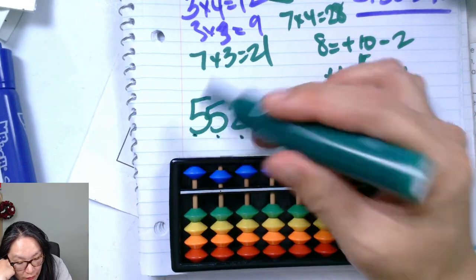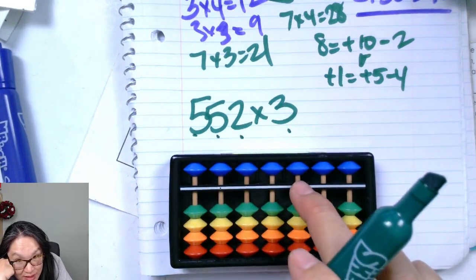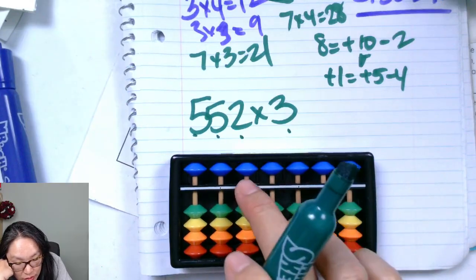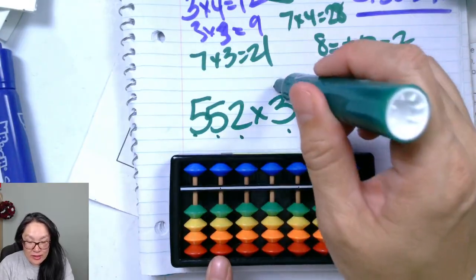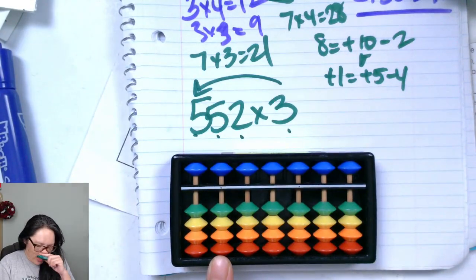1, 2, 3, 4. So when I count, I'm going to count from this dot. I'm going to do 1, 2, 3, 4. So my question that I'm going to start with is outside first. It's going to be left.